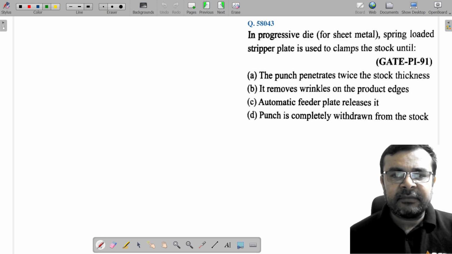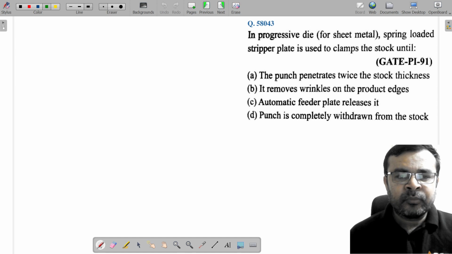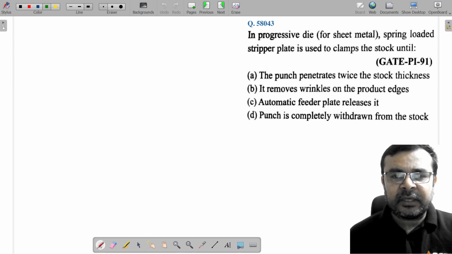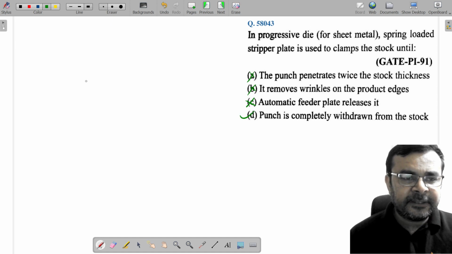Next, in a progressive die, a spring loaded stripper plate is used to clamp the stock until the punch penetrates twice the stock. This is wrong. Removes wrinkle. This is also not its purpose. Automatic feeder plates release it. Wrong. Punch is completely withdrawn from the stock.